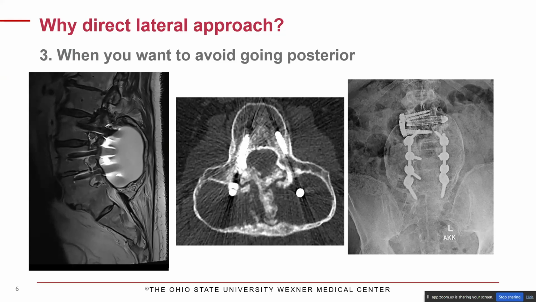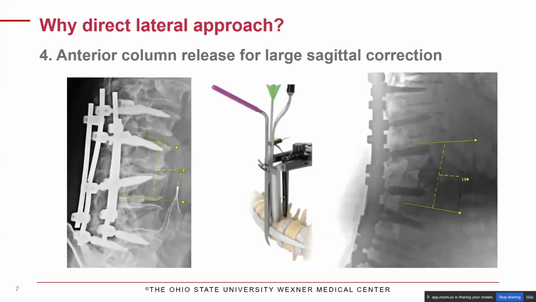This is probably an extreme example, but a more common example of not wanting to go posterior is, say, somebody who's had a previous laminectomy, maybe a wide laminectomy, medial facetectomies, and then they develop loss of disc height and foraminal stenosis. Instead of having to work through the scar around the scarred nerve roots and the dura, you can just go in a fresh lateral plane. That's probably a more common scenario.